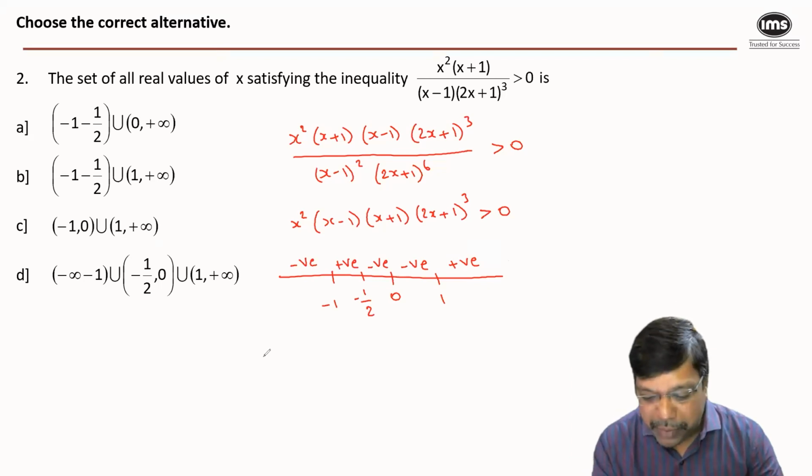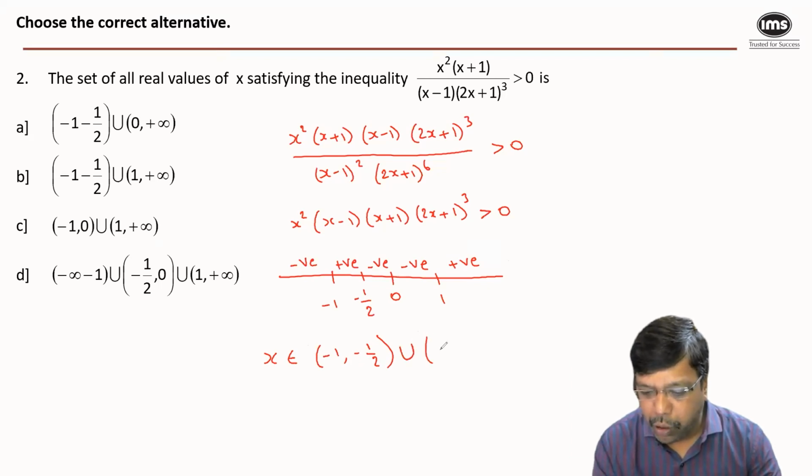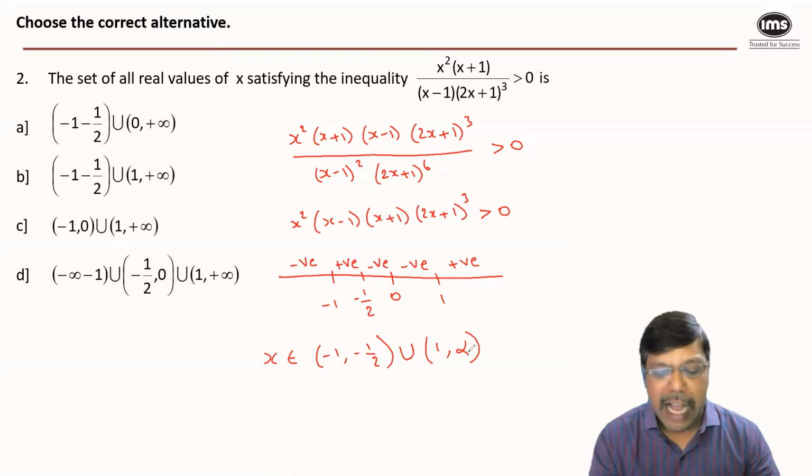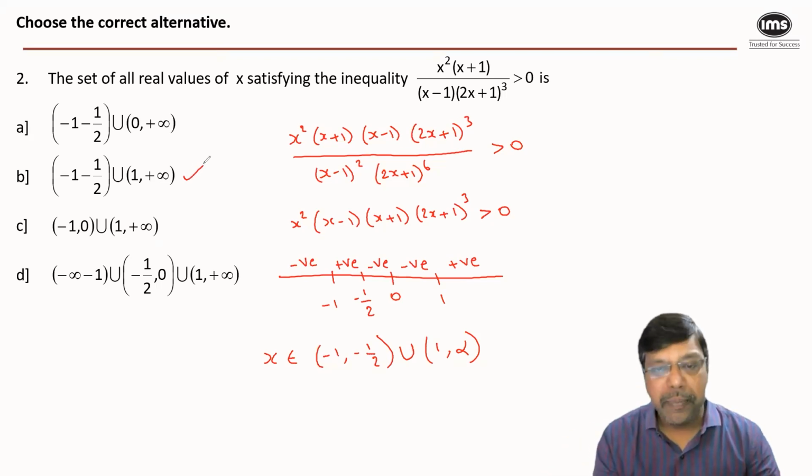Now, since I want my expression to be greater than 0, from what we have calculated, I can easily determine that for the inequality to be true, x must lie between minus 1 comma minus 1 by 2 union 1 comma infinity. Hence, answer option B. However, this is slightly time consuming.